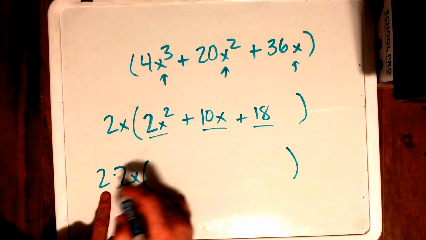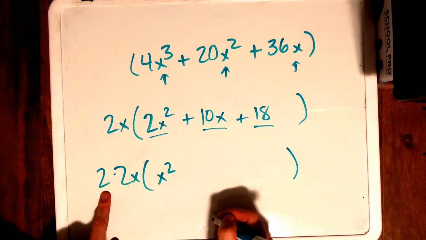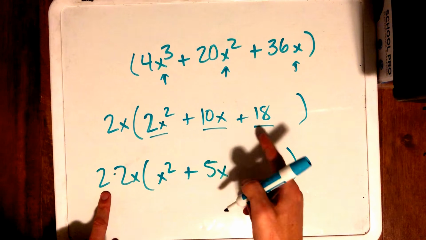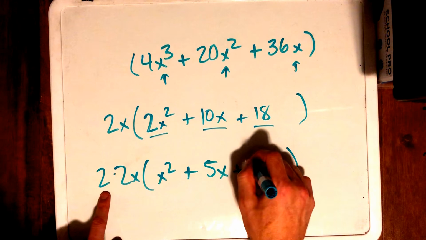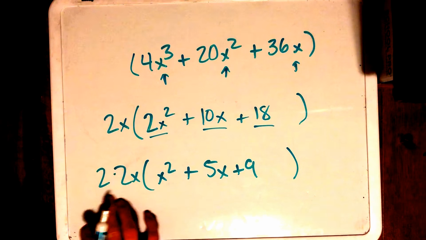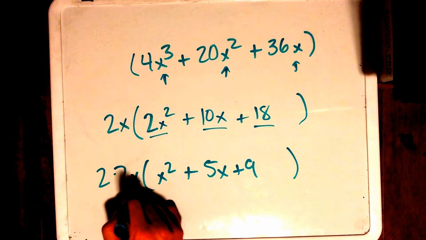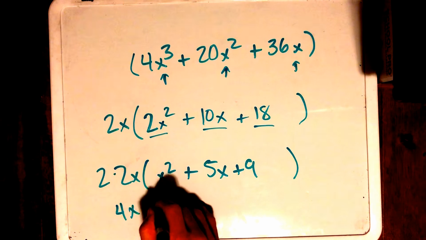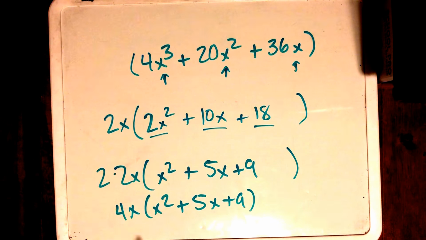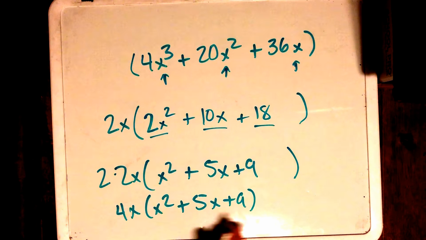So 2 divided by 2 is 1. We're left with an x squared. 10 divided by 2 is 5. That leaves us with a 5x. And then 18 divided by 2 is 9. So now if we were to multiply these together, we'd know that all together we pulled out a 4x. So the correct way that you'd want to write this on your homework or on a test or whatever you were doing would be 4x times x squared plus 5x plus 9.